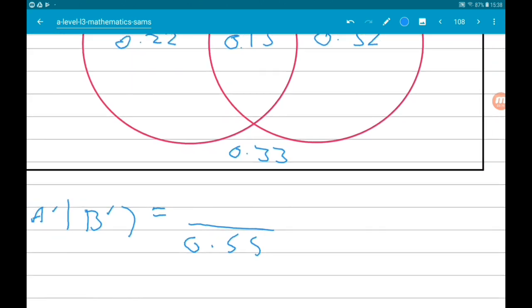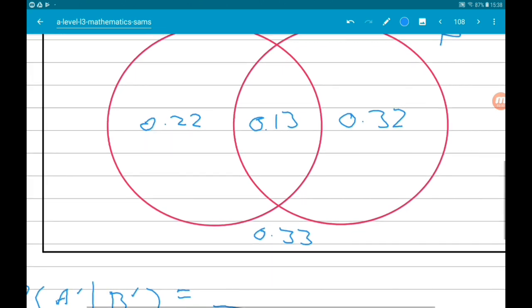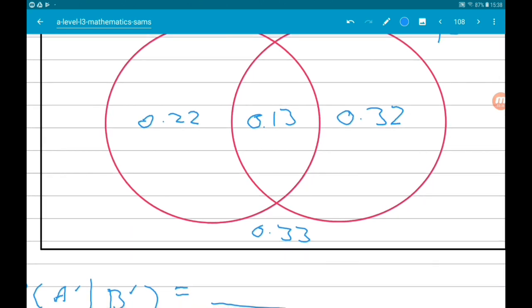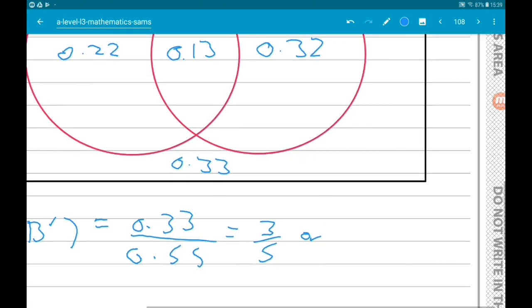Now we also want the probability of not A given not B. So we now need to work out the probability of not A given that it's not B. So that's just the part on the outside of the circles. So that's 0.33. So then that is 3/5, or 0.6.